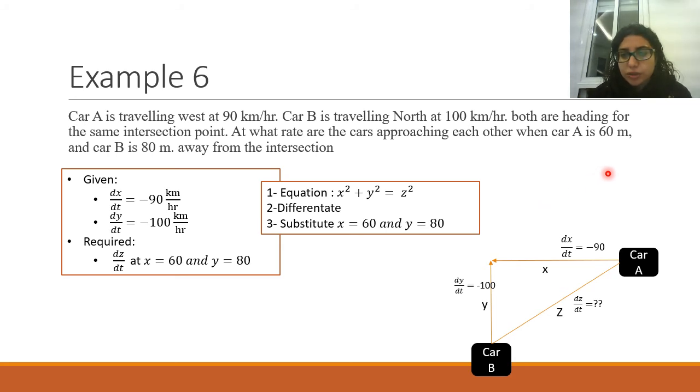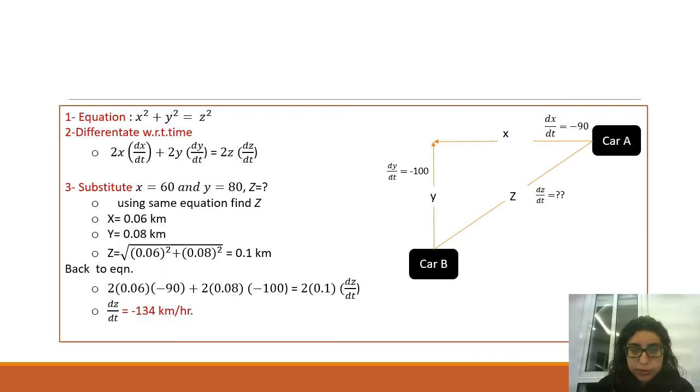Another thing I need to make sure of is that I have some quantities in meters and others in kilometers per hour. So I need to use only the same unit. I think I will change the 60 and the 80 meters into 0.6 and 0.8 kilometers, so that in the end I'm dealing with the same units.